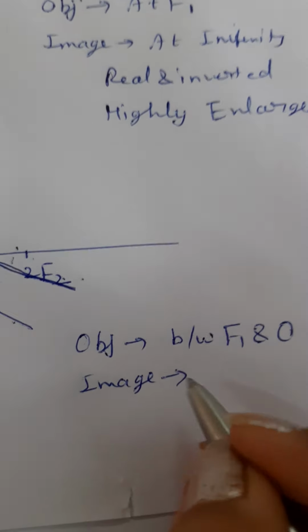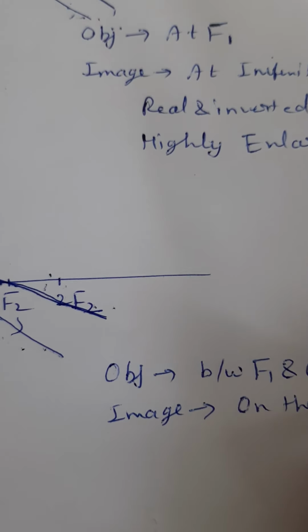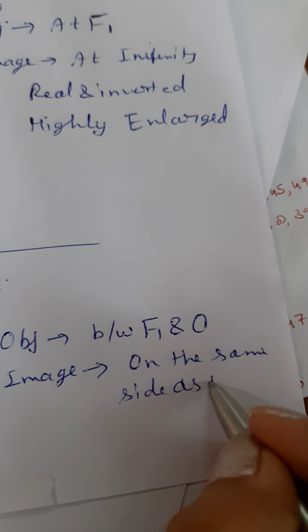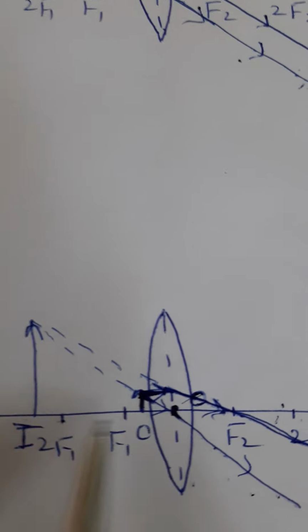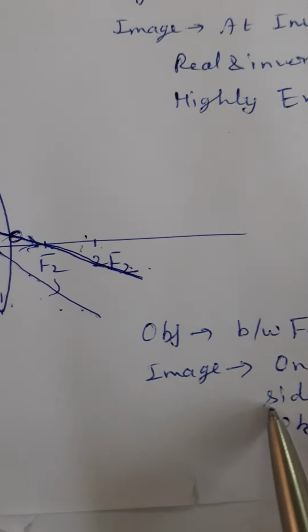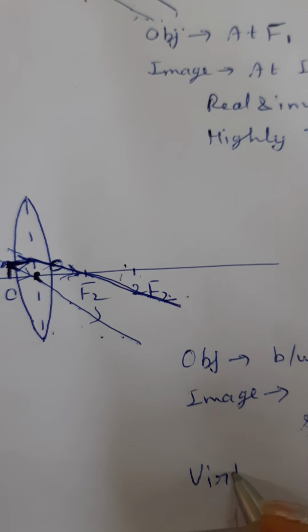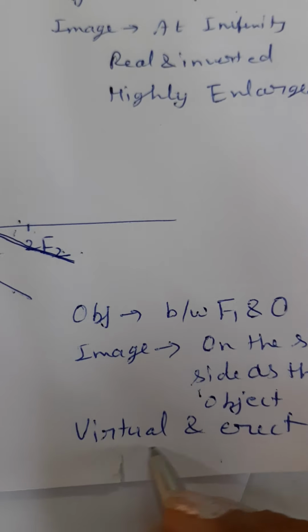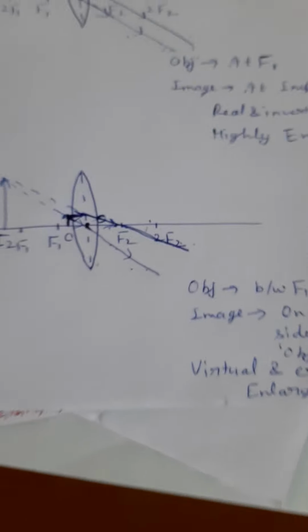Image is, what will we write for image? We will write the image on the same side as the object. It is not necessary that it will be beyond 2f1, it will be on the same side only. Okay, so it is the same side. What is the property of the image? Here you are getting a virtual and erect image, and one more thing, it is enlarged.